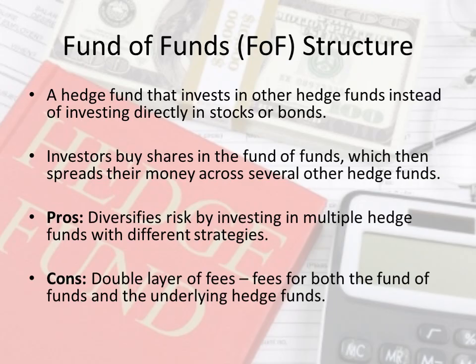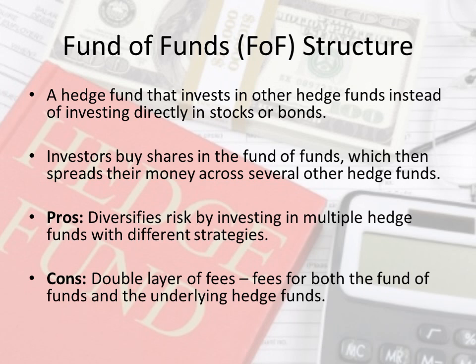So a fund of fund is like a shopping cart that invests in other shopping carts rather than directly buying groceries. In other words, instead of investing directly in stocks, bonds, or other assets, a fund of fund invests in other hedge funds. This structure helps spread out risk. Instead of putting all your eggs in one basket, you are spreading your money across multiple baskets. Each hedge fund it invests in might have a different strategy, like focusing on stocks, bonds, or real estate.